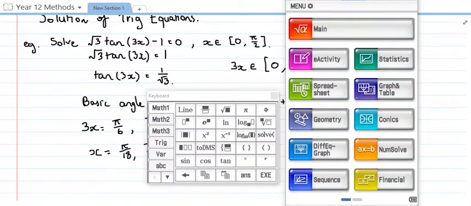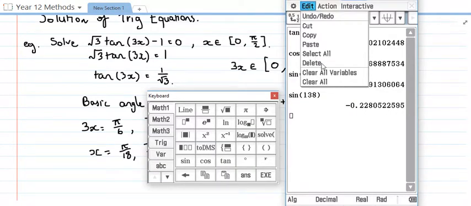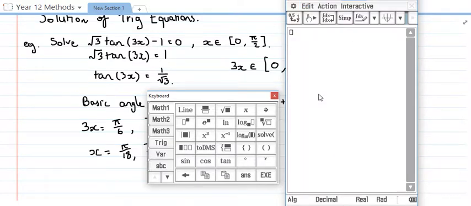Okay, in this last video, I'd like to talk about using the calculator to do the solutions to these kinds of questions. So, what I'm going to do is go into the main screen of the calculator. Now, I've got some stuff left over from last time. What I'm going to do is just write the equation in.